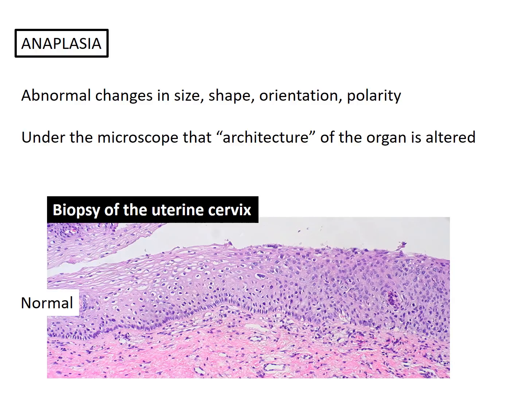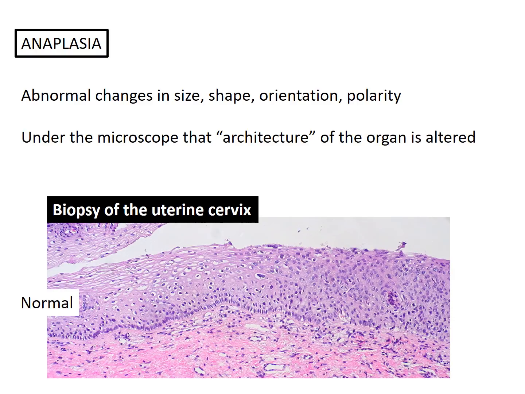So here's a biopsy of the uterine cervix. As you look on the very far left of that biopsy, we're looking at the epithelial cells of the cervix, the normal architecture. As we move towards the middle and then into the right, look how those cells markedly change. They've lost their architecture. They don't have uniform sizes and shapes. They don't maintain their orientation. They don't maintain that apical and luminal polarity. And when that happens, we can use this term anaplasia.